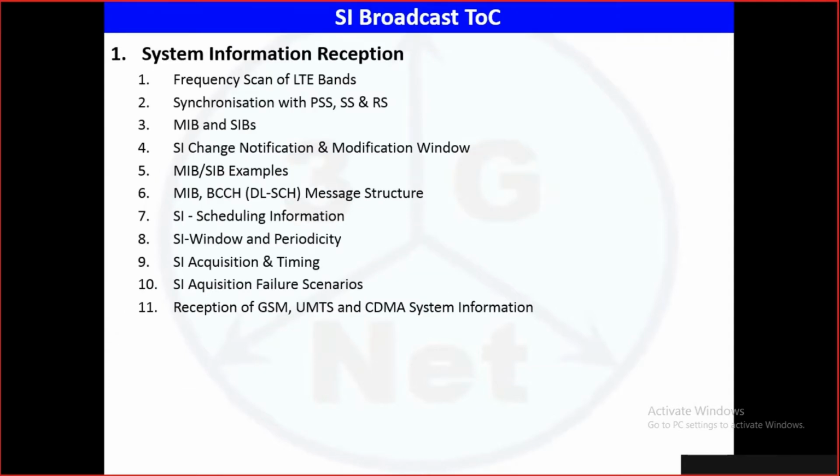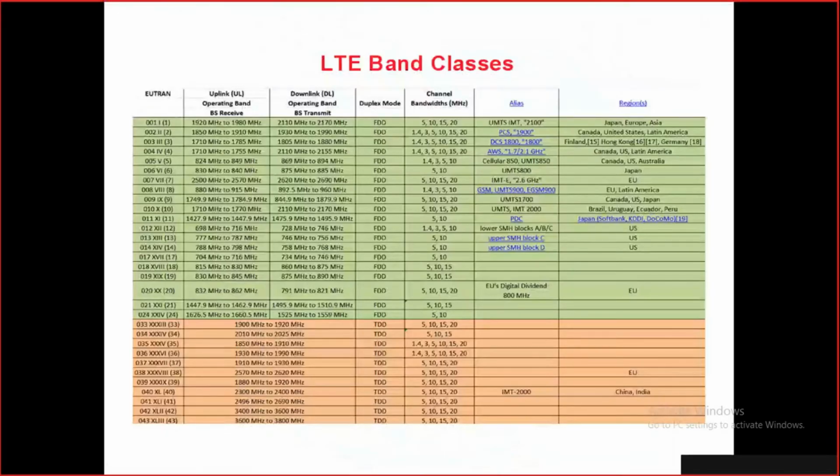So let us go through this system information reception. First of all, the mobile has the capability to work in many bands, so you should know about bands. The first column is the band numbers: band 1, band 2, band 3, band 4. You will hear these names. So what does this band mean?